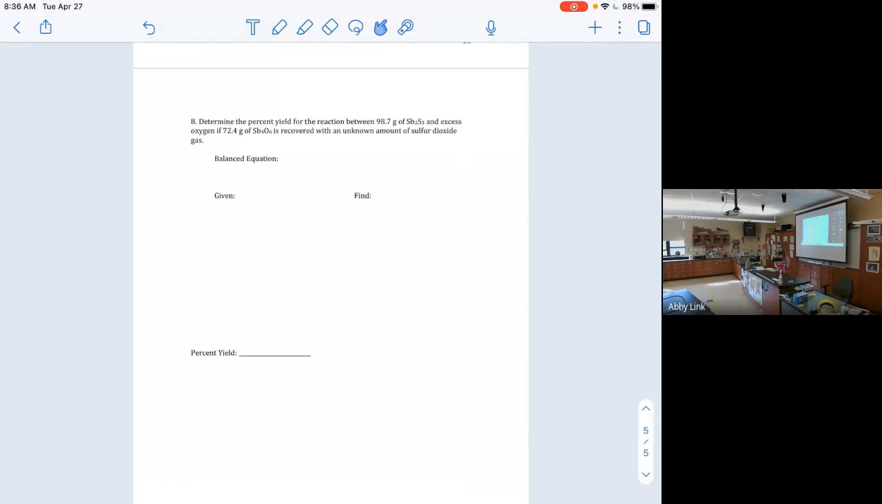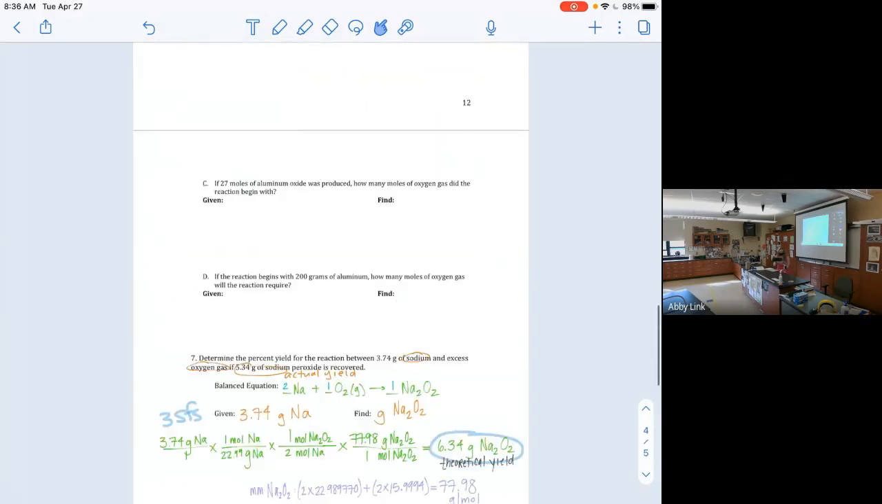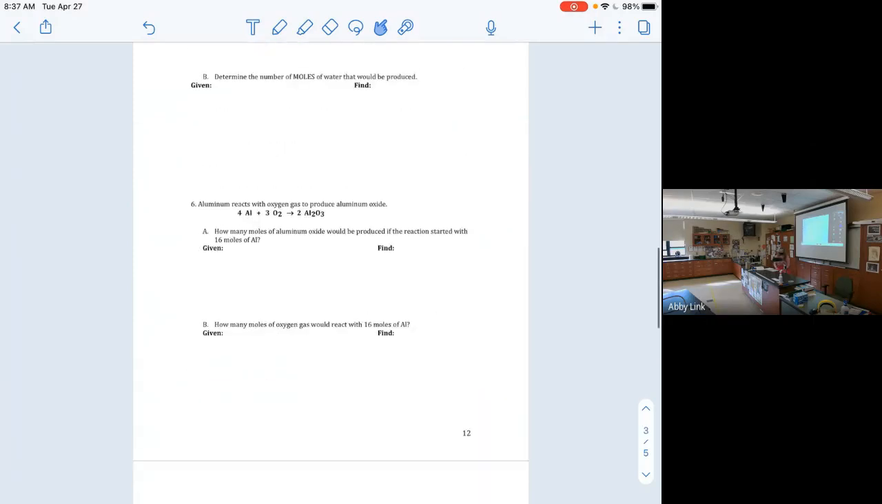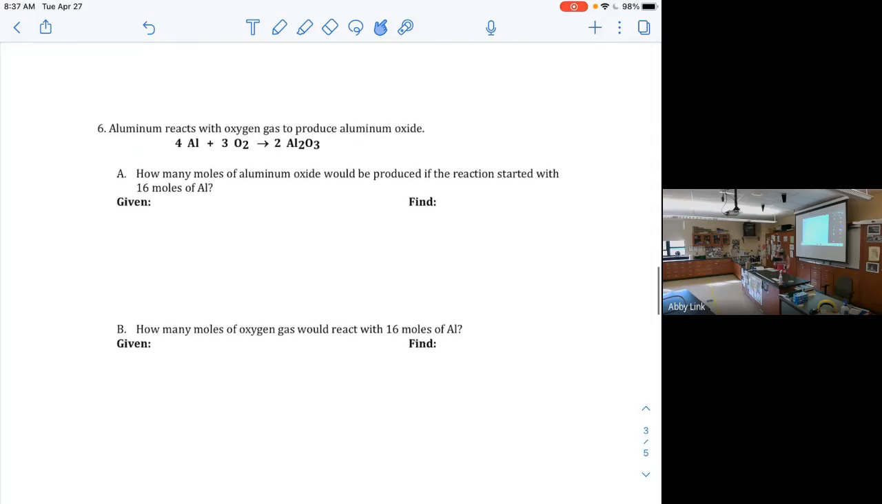All right, so I know number 8 is another percent yield question, so I don't want to do that one with you because I want you to practice it on your own. What I do want to do is come back up to question number 6. Okay. Now this is going to be a little bit different than what we have been doing like yesterday, I guess. So let's see if we can't figure this one out.